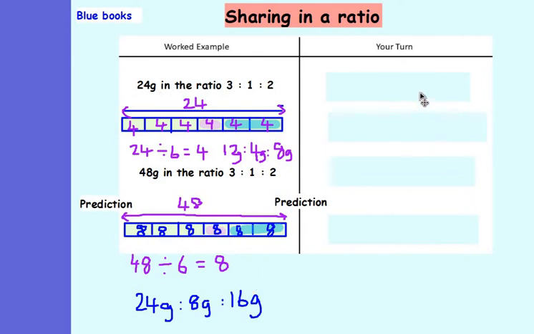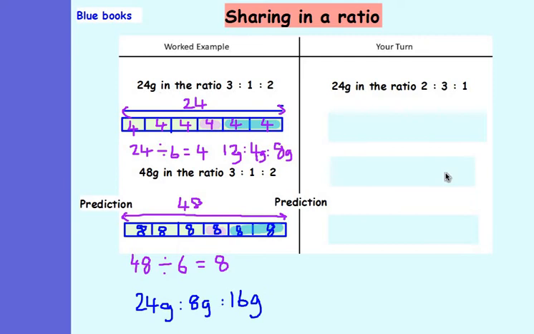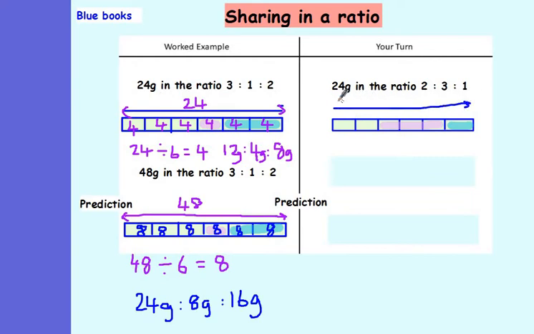In your dark blue books, Year 8, can you pause the video for a couple of minutes and have a go at this question for me? Can you share 24 grams in the ratio 2 to 3 to 1? Please complete that now. Okay, let's go through the answer. This time I've got 24 grams across my whole bar.